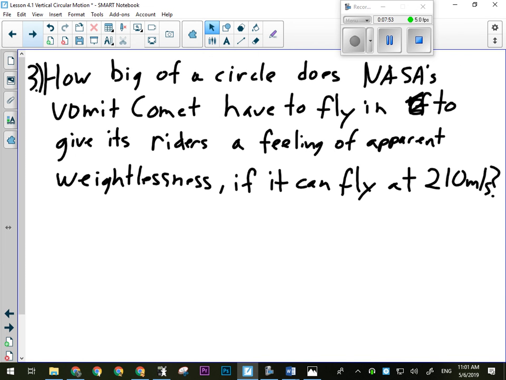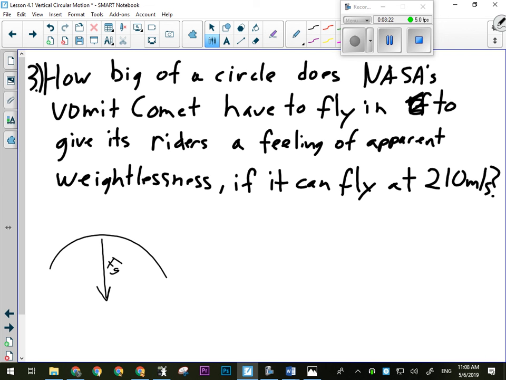All right, try this one. We're looking for how big the circle is. That means we're looking for the radius. So we're trying to solve for the radius in this one. Once again, we've got a situation where we're flying over the top of a vertical circle, except this time it says we're giving a feeling of apparent weightlessness. So I've got gravity acting in. Do I have anything acting out in this situation? No, it says I'm apparently weightless. That means Fn is 0.